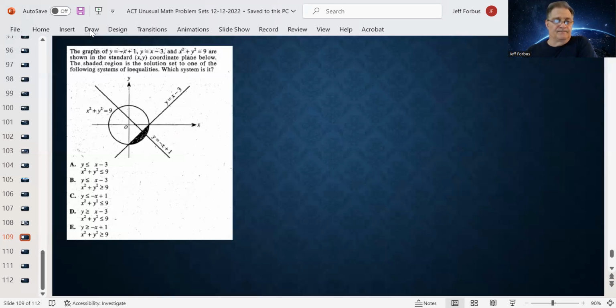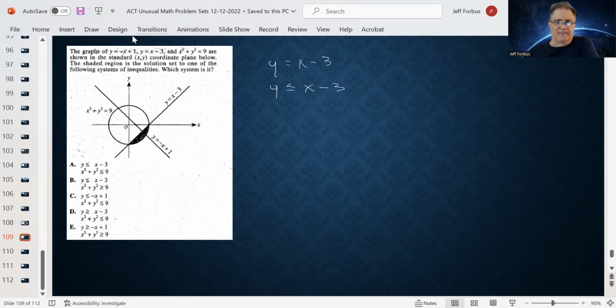With that being said, how do the equations y is equal to x minus 3 and x squared plus y squared equal to 9 relate to one another? Everything is below, so let's take the first one, y is equal to x minus 3. Everything is shaded below that, so we're going to get nothing but negative numbers for the y values. That means we'll rewrite the equation as y must be less than or equal to x minus 3.